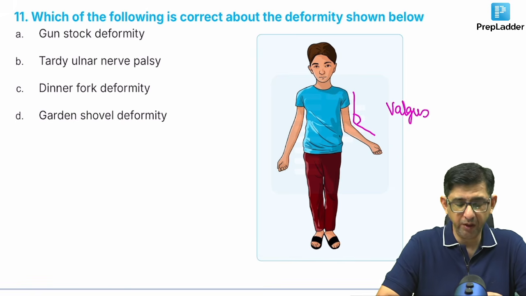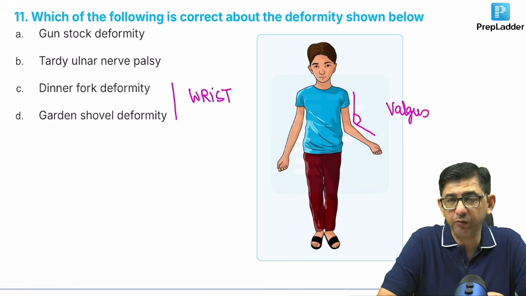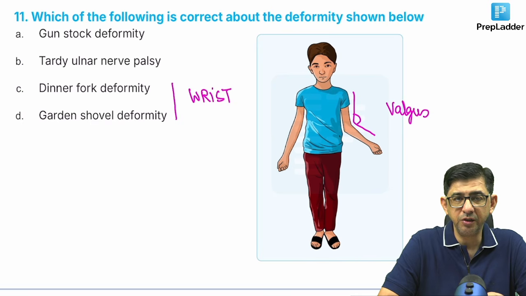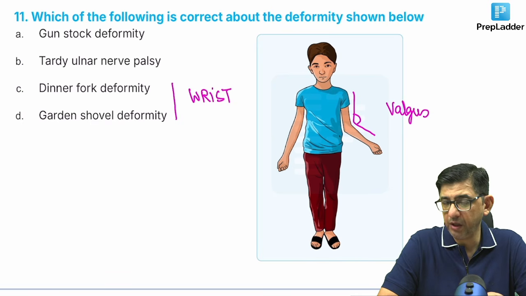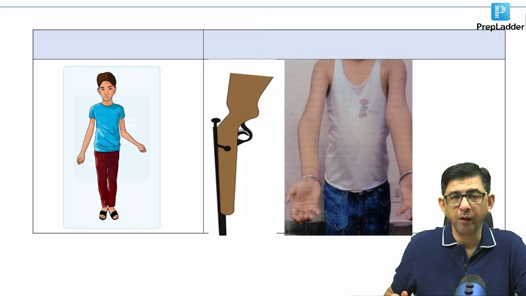Obviously the dinner fork and garden shovel deformities we see at the wrist joint. I will show photos of the dinner fork also, and we will see the garden shovel too, but those occur at the wrist. So either it is the gunstock deformity or it's a tardy ulnar palsy. Guys, the answer to question number 11 is option number B. Before I mark it, I want to bring to your attention two images.